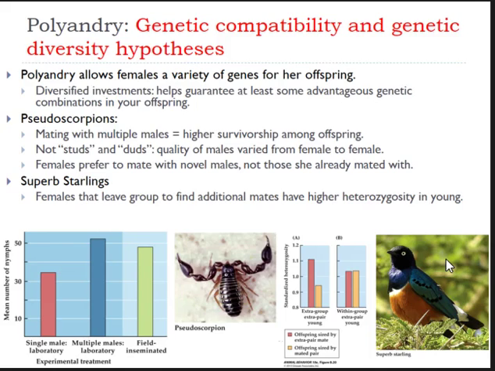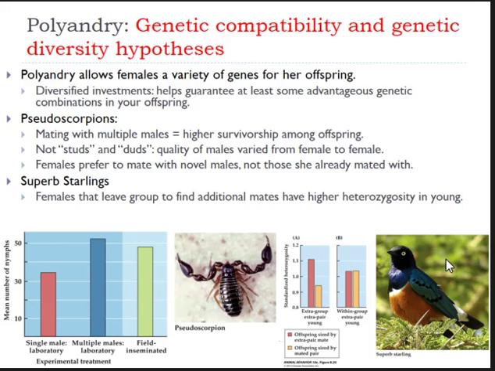I think we talked about pseudoscorpions before, these guys that will hitch rides on the backs of some larger beetles. But there have been studies done with pseudoscorpions looking at the degree to which they're able to produce genetically diverse offspring. And so one indication of whether or not they're succeeding in this is just to look at the survivorship of their offspring. So in this case, here you've got single males in the laboratory, multiple males in the laboratory, and by multiple males, I mean the female gets to mate with multiple males in the laboratory.